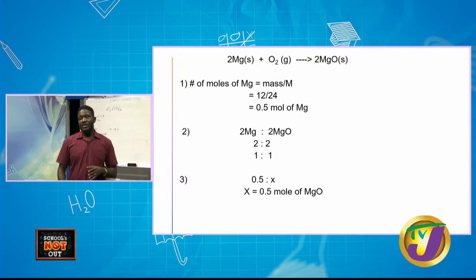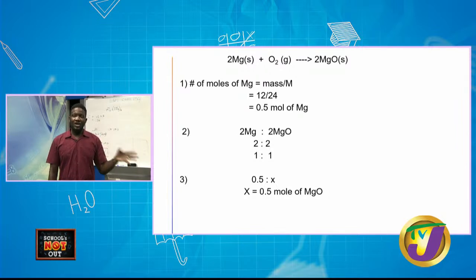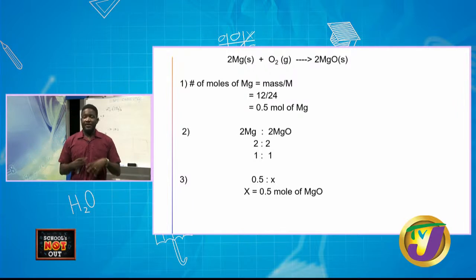So it's balanced because there's 2 magnesium on one side and 2 magnesium on the other side, and O2, so there's 2 oxygen on one side and there's 2 oxygen on the other side. So this looks to me very balanced. All right, so step 1 says what?